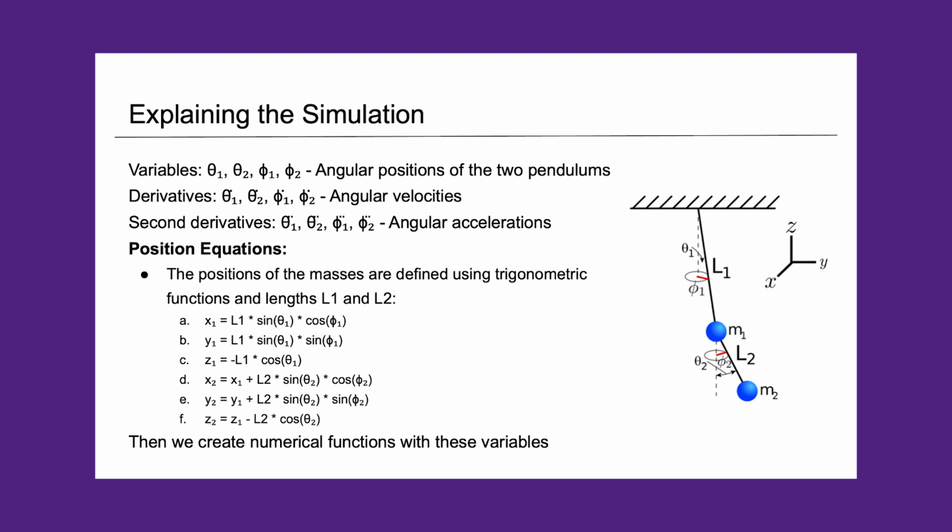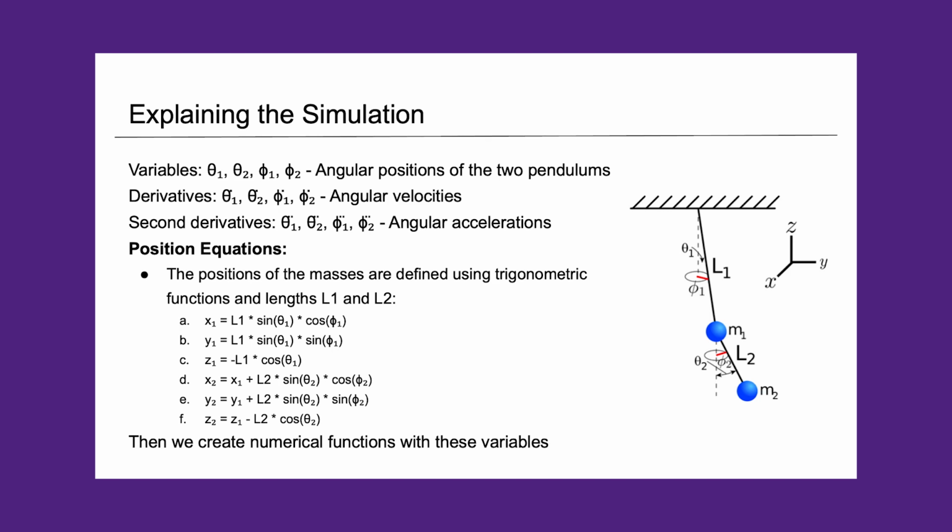The positions of the masses are defined using these functions and the lengths L1 and L2. I'm just going to list off a couple of them. x1 is equal to the length L1 times sine of theta 1 and cosine of phi 1. y1 is L1 times sine of theta 1 and sine of phi 1. And z1 is negative L1 times cosine of theta 1. It's basically the same equations for the bottom part. With these equations in mind, we created numerical functions with these variables.